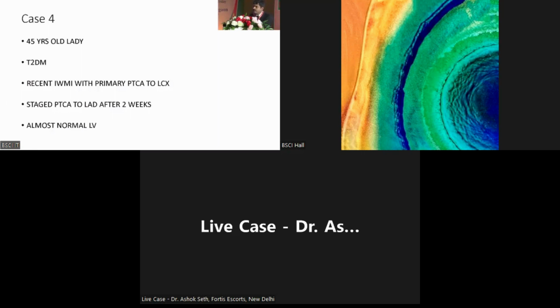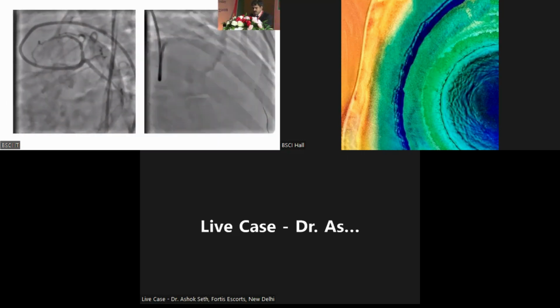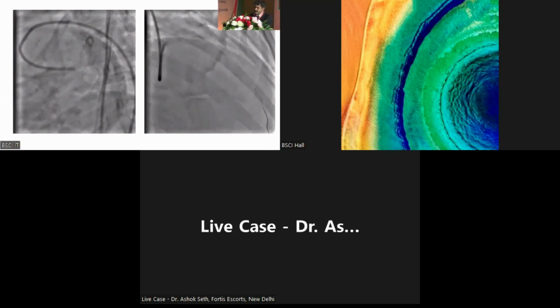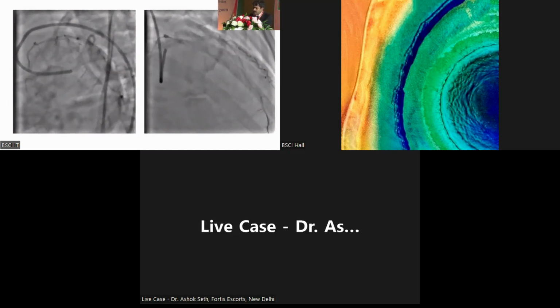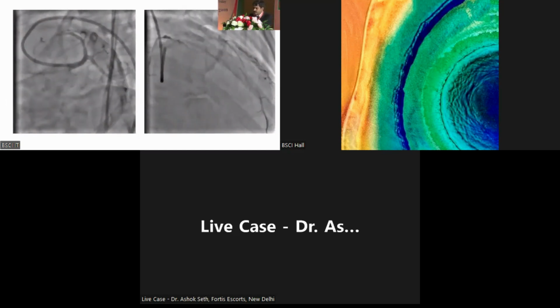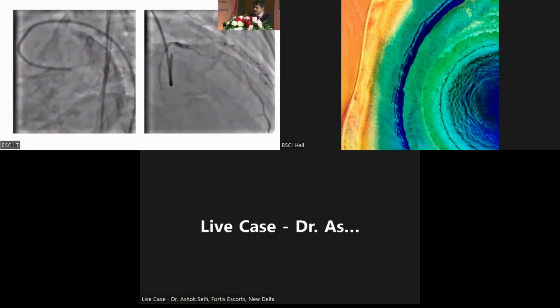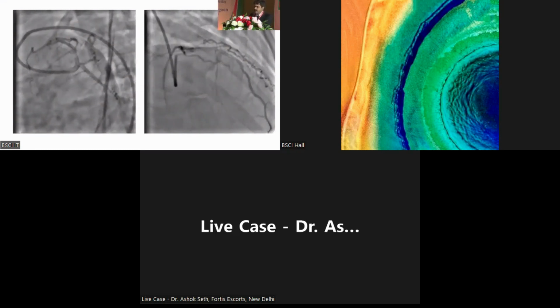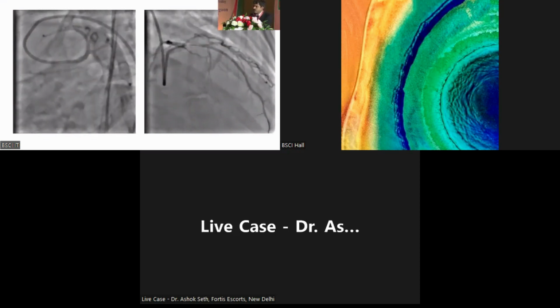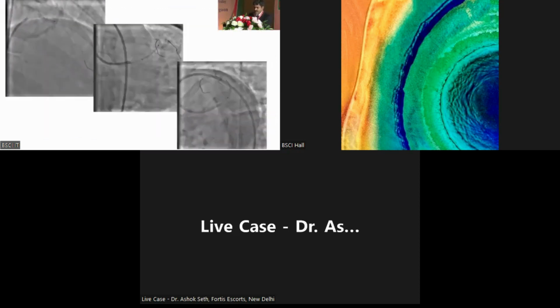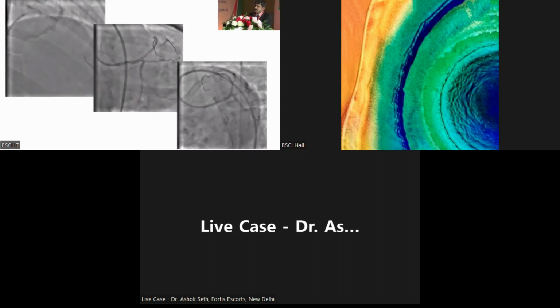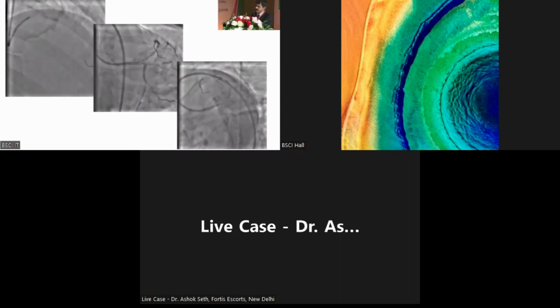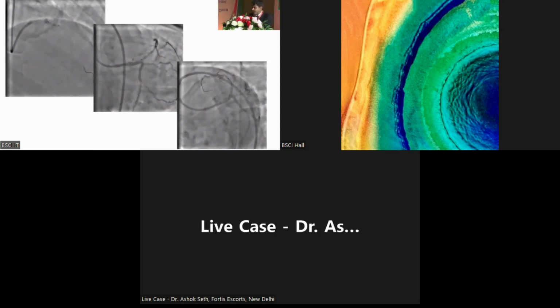I did a primary PCI of the circumflex just 15 days back, and planned to do the LAD. So you can see the circumflex stent is almost near the ostium, and there's a LAD. There's a significant lesion. In the second sitting, I just wanted to fix the LAD. It's basically a straightforward case, no issue. But the problem was that after dilating and putting the stent, there was some respiratory movement, which occurs sometimes, and I could not properly place the stent.